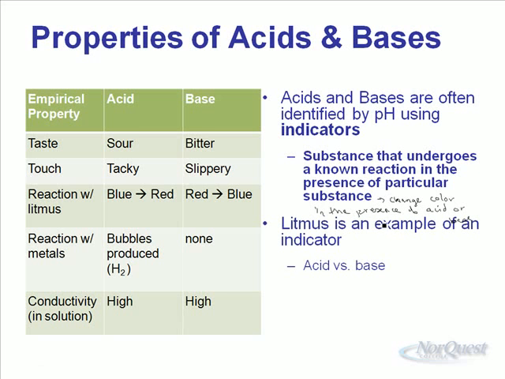Litmus paper is an example of an indicator. It determines if there's an acid or base. If you take a look at our table here, it shows you the reaction with litmus paper. Acids turn blue litmus paper red, whereas bases turn red litmus blue. If you do stick red litmus into an acid, it will stay red. If you stick blue litmus into a base, it will stay blue.